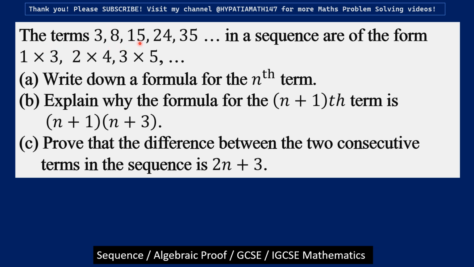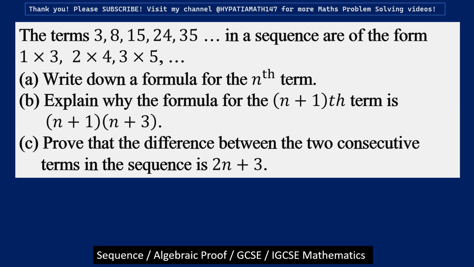The terms 3, 8, 15, 24, 35 in a sequence are of the form 1 times 3, 2 times 4, 3 times 5, and so on. So write down a formula for the nth term, that's part A. And for the B part, explain why the formula for the n plus 1th term is n plus 1 times n plus 3. And prove that the difference between two consecutive terms in the sequence is 2n plus 3.